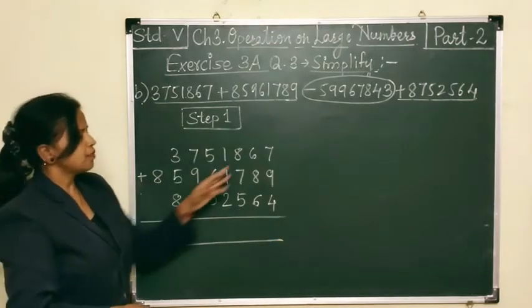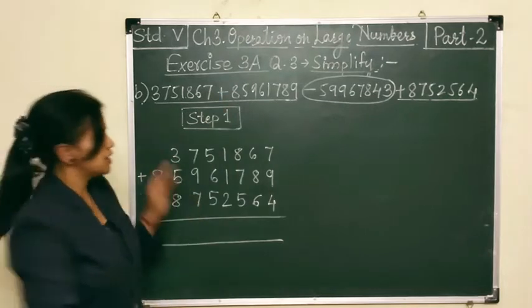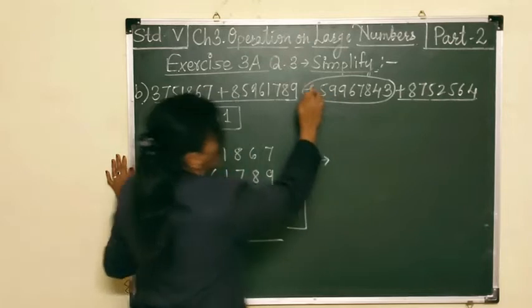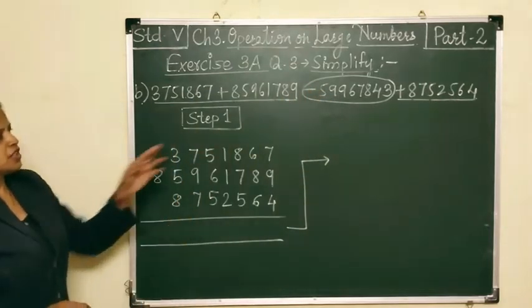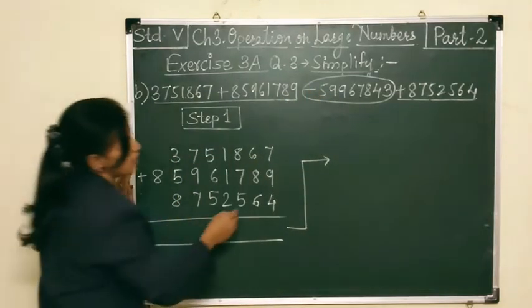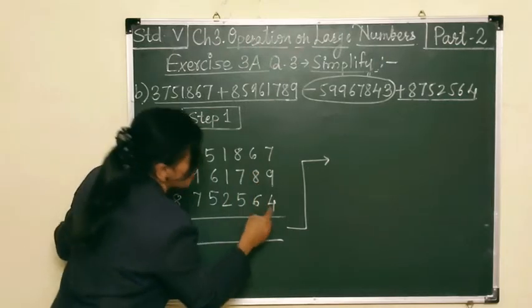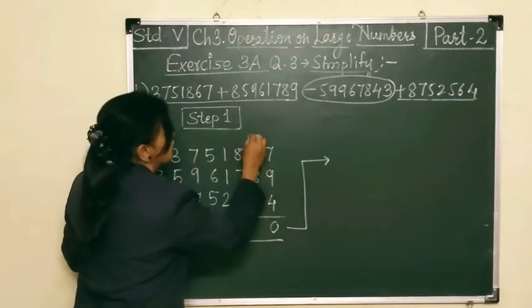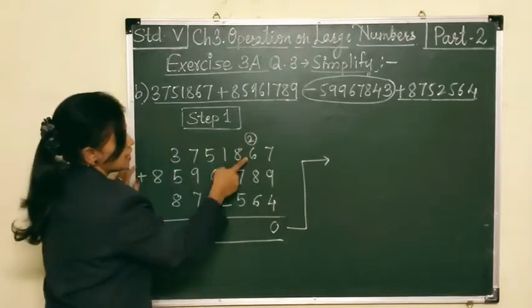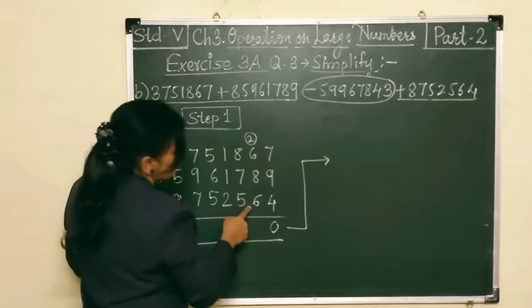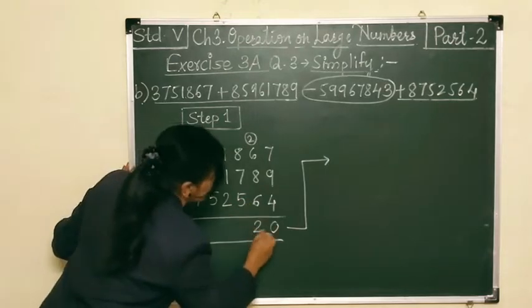Okay. Now do the addition of these three numbers. And whatever sum we will get, we will write it up. From that we will subtract the number which is at the third position here. Okay. Here 7 plus 9, 16. 16 plus 4, it is 20. 2 will be carried. 6 plus 2, 8. 8 plus 8, 16. 16 plus 6, that is 22.